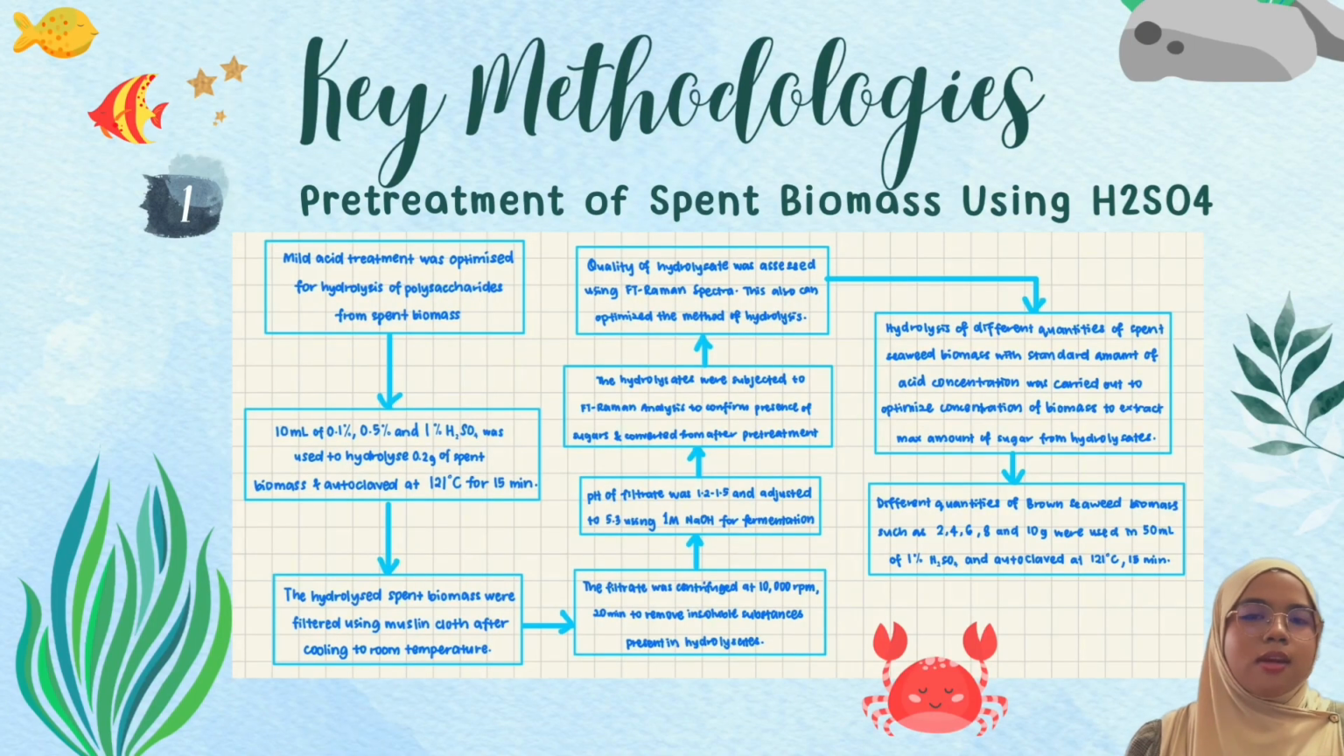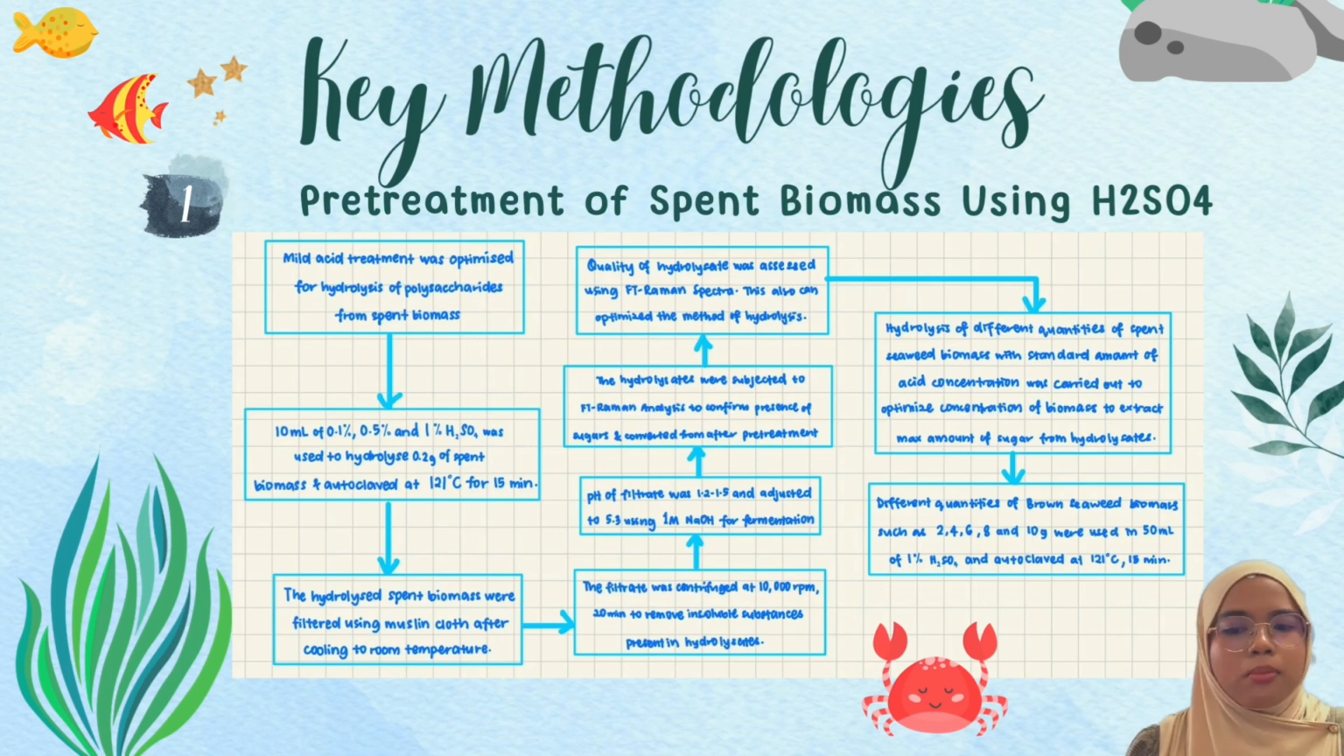Next, key methodologies. Number 1, pretreatment of spent biomass using H2SO4. Firstly, mild acid treatment was optimized for hydrolysis of polysaccharide from spent biomass. Next, 10 ml of 0.1%, 0.5%, and 1% of H2SO4 was used to hydrolyze 0.2 gram of spent biomass and autoclaved at 121 degrees Celsius for 50 minutes.